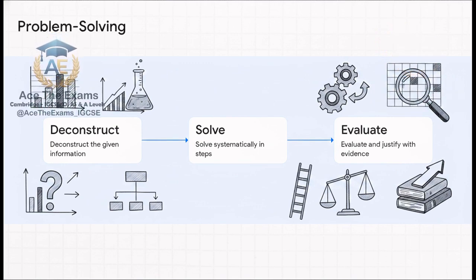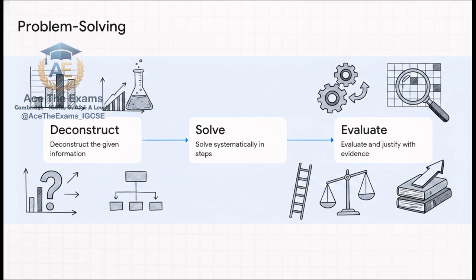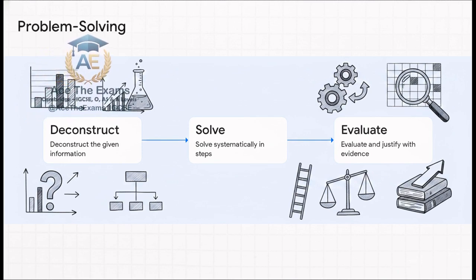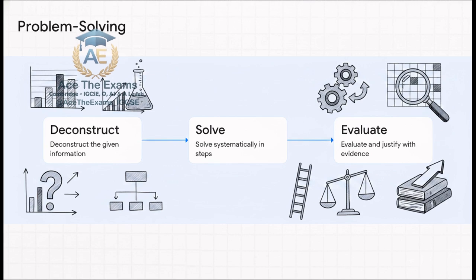Step 2, solve systematically in logical steps. And Step 3, evaluate and justify with evidence. You have to check for reasonableness and make justified recommendations. It isn't just about finding an answer, it's about proving exactly how you got there.